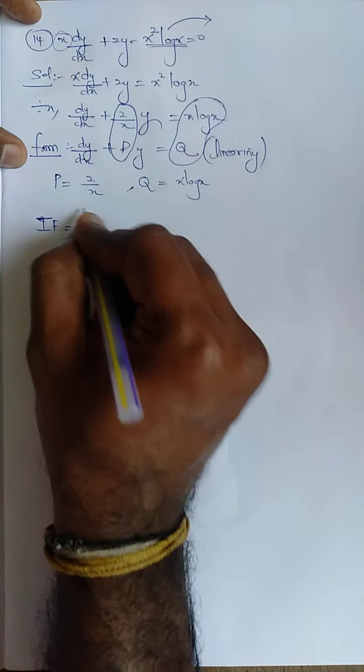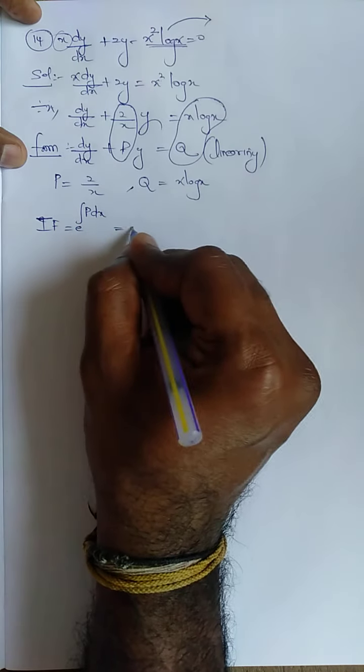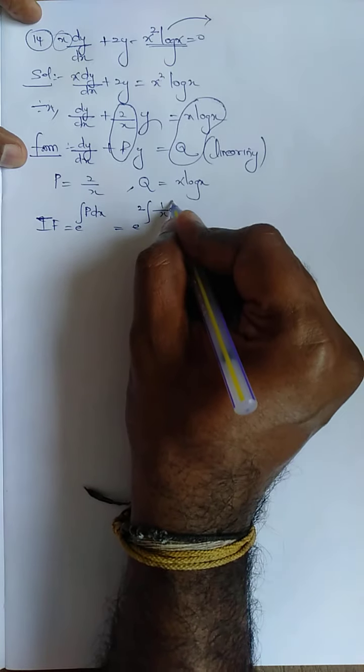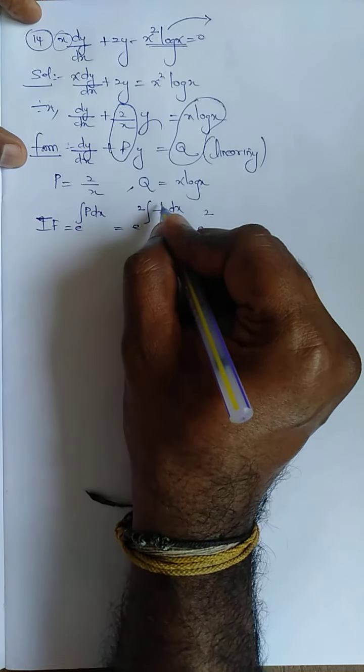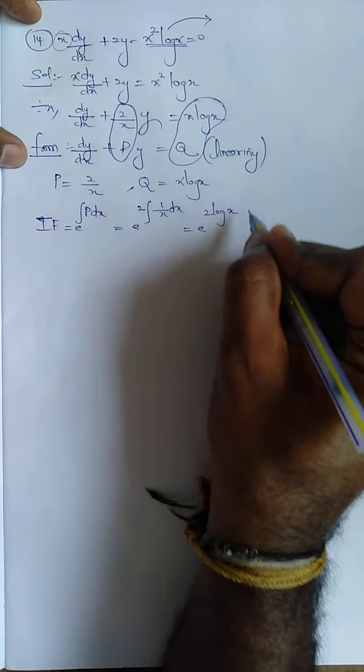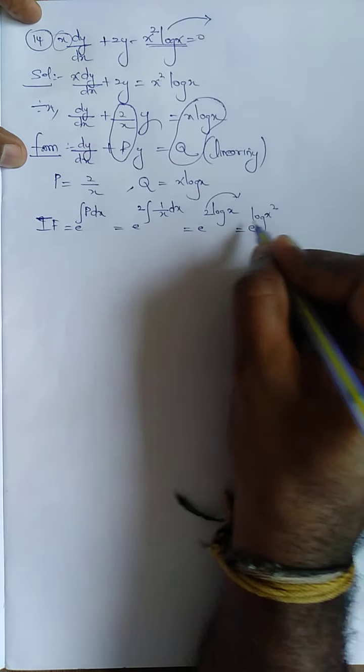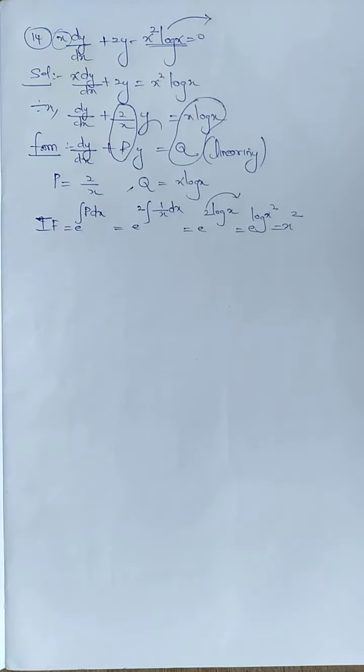IF is equal to e to the integration of p dx. Integration of p is 2 by x, so 2 comes outside, 1 by x into dx. Integration of 1 by x dx is log x. Let 2 move upward: log x square. e to the log cancels, nothing but x square. IF is nothing but x square.